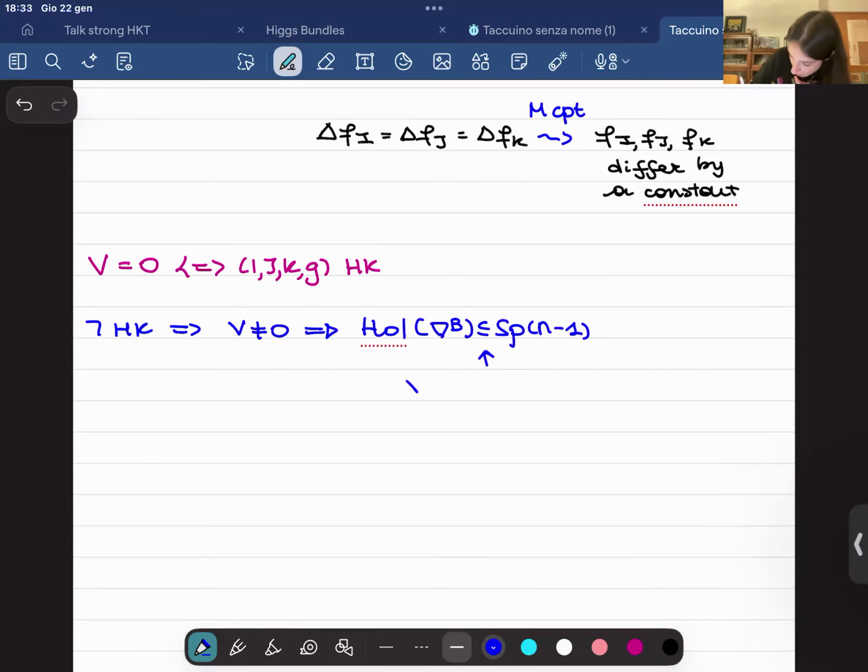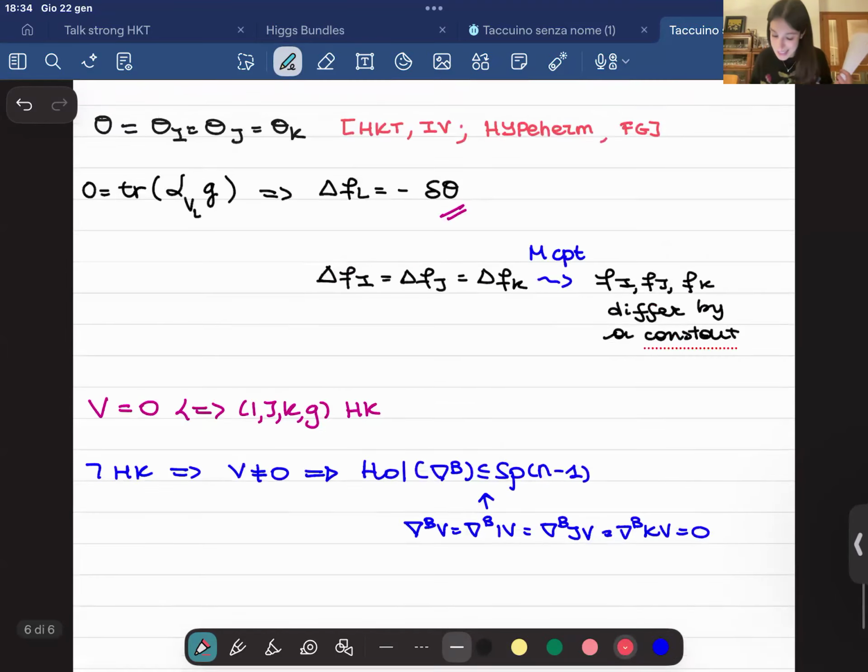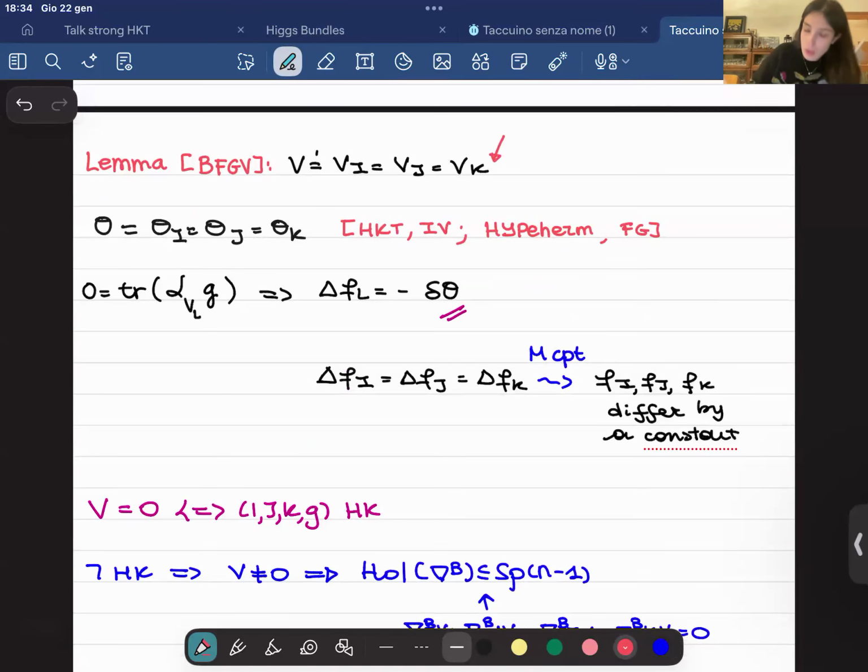And this is just because nabla BV, nabla BIV, nabla BJV, and nabla BKV are equal to 0. So I'm preserving a quaternion somehow. And by rephrasing this, I'm just saying that if I have a compact strong HKT manifold with holonomy of the Bismut connection which is exactly Sp(n), then it must be hyperkähler. And we also use this result to prove the existence of this vector field V to prove some result in the locally homogeneous setting.